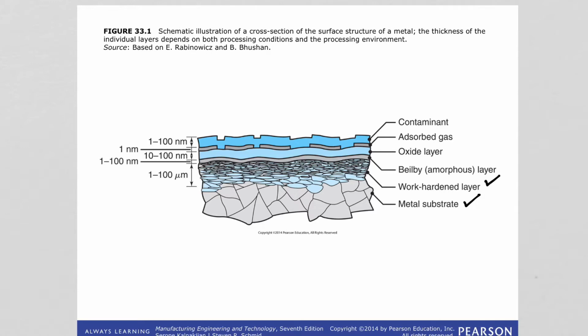And then there is the oxide layer we have learned about, and on top of the oxide layer there are adsorbed gases, and on top of that we have contaminants. Some general idea about the thicknesses to be expected for these kinds of layers is also given to us in the figure here. Of course, as the figure label says, the thickness of the individual layers depends on both processing conditions and the environment. So it is not something fixed.